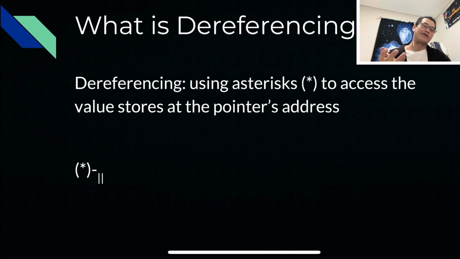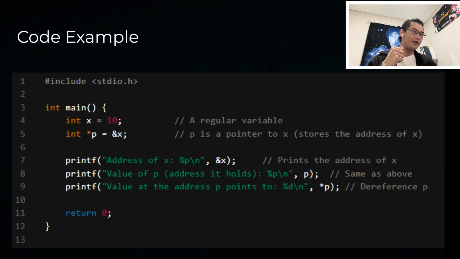I personally like to think about it like a key. If you want to access the house, you do need a key to open it. Now, back to the code example. If you see line 9, here to get the value of x, I would need my asterisk before p, so *p. This way I will get 10 if I print it out.